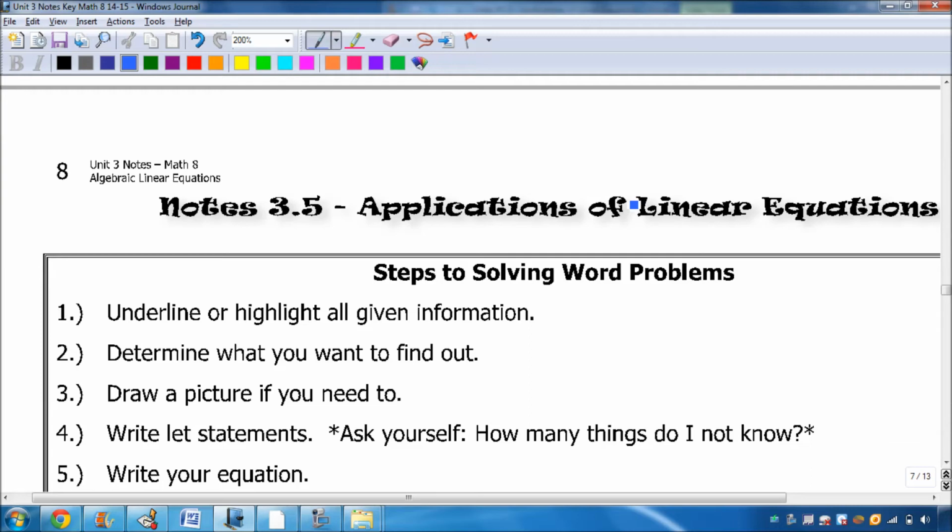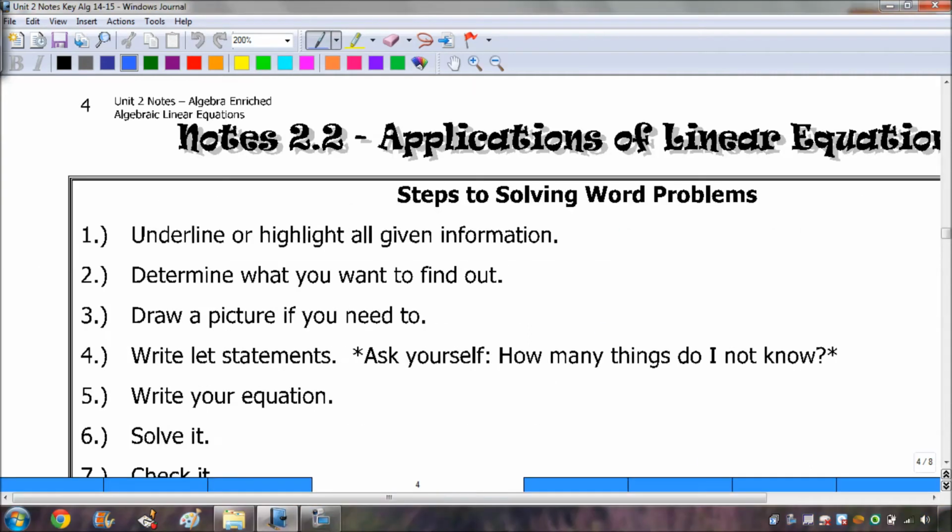All right, notes 3.5 are on applications of linear equations. And what we need to do is, whenever we solve word problems, if we follow the following steps, it'll make things so much easier for us.